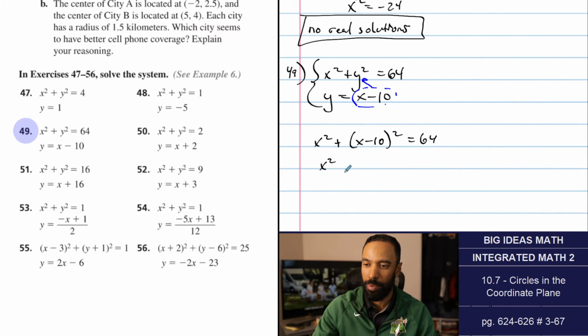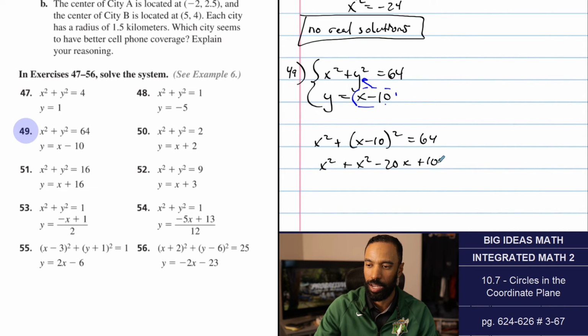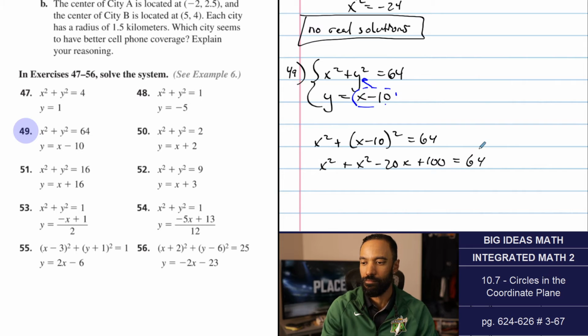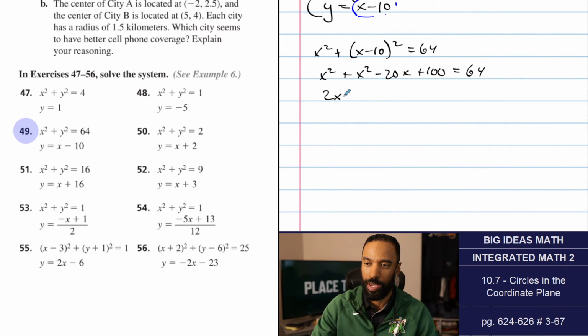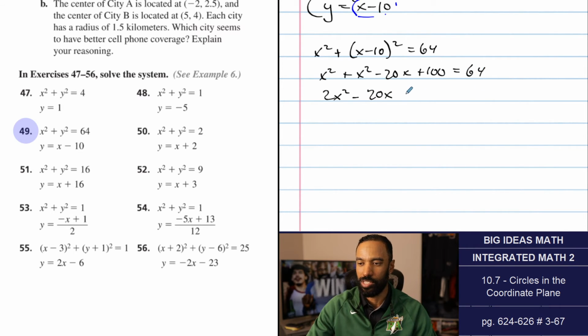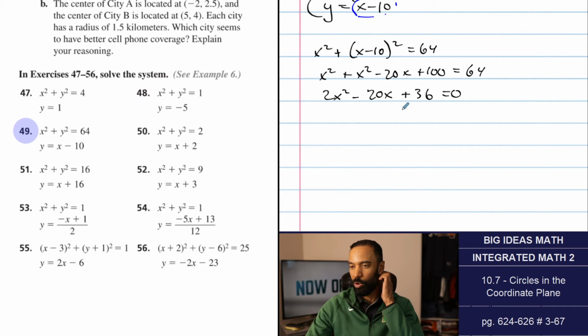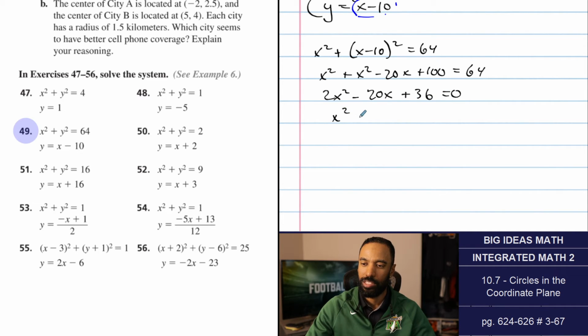We have to expand the x minus 10 squared appropriately: x squared minus 20x plus 100. This is a quadratic to solve. x squared plus x squared is 2x squared. Let's subtract the 64 over here to get 36. I imagine they're going to do more rational kinds of solutions first. Divide everything by 2 as I can.